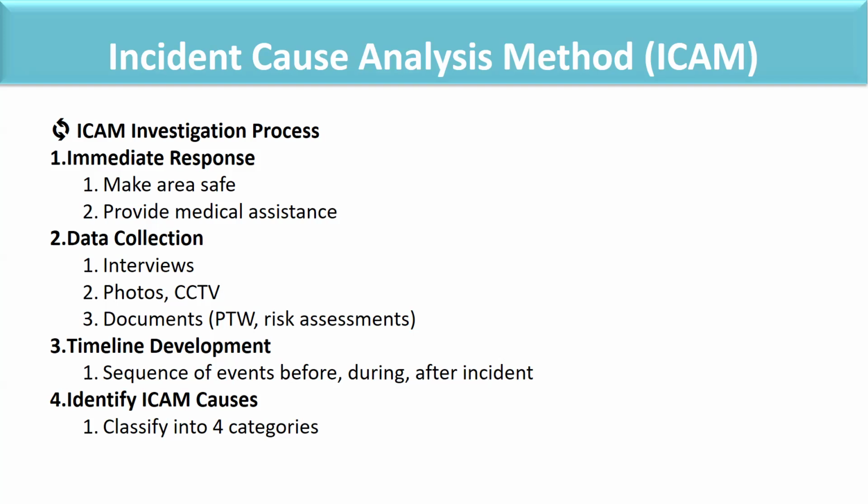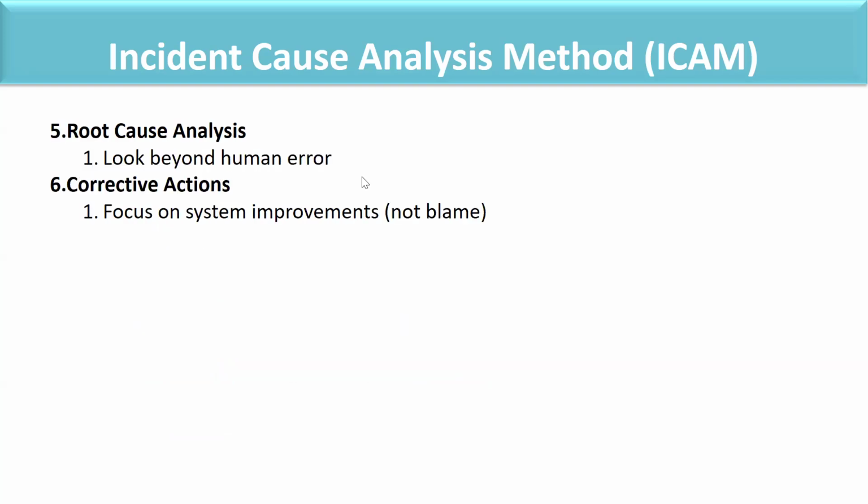Timeline development: sequence of events before, during, and after the incident. Now identify ICAM causes, classify them into four categories. Root cause analysis: look behind human error. Corrective action: focus on system improvement, not blame, please. When we are talking about incident investigation, we will go for team improvement and system improvement, not the people.